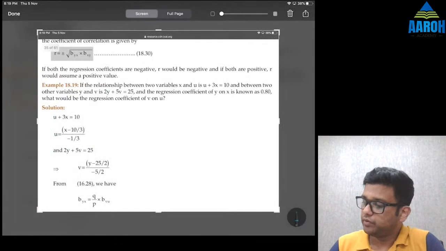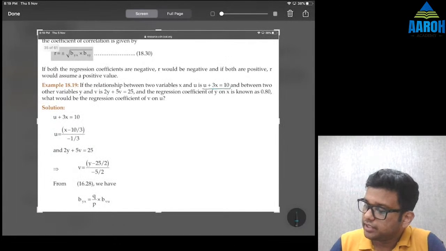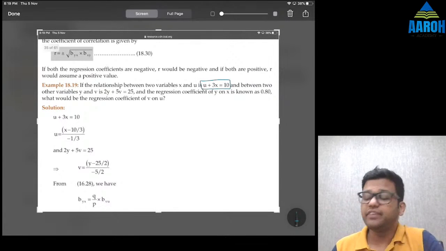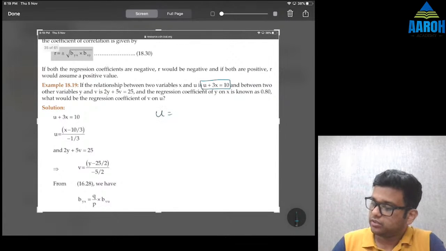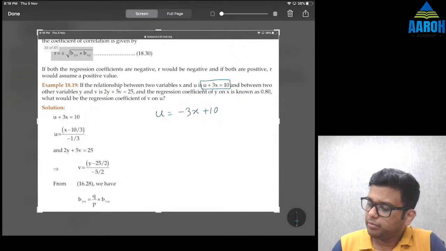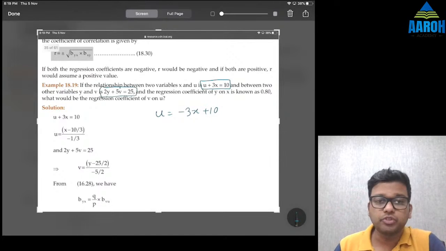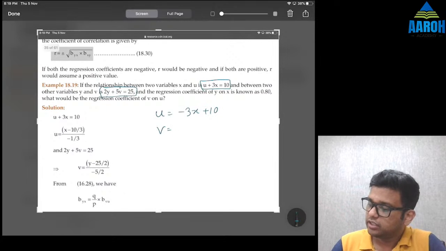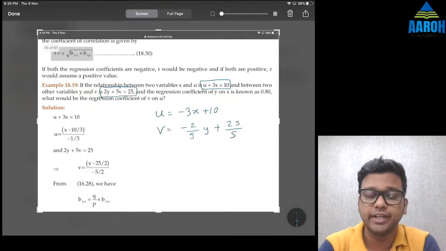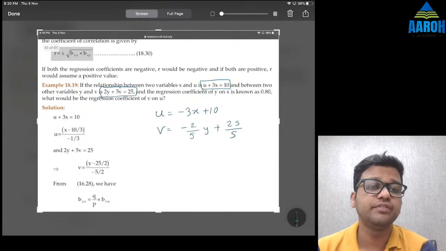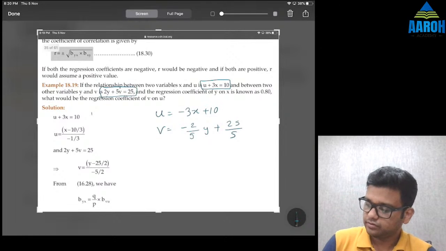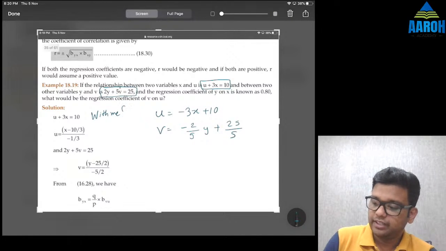If relationship between two variables x and u is u plus 3x is equal to 10, that is, if we rearrange in standard form, u is equal to minus 3x plus 10, and between two other variables y and v is 2y plus 5v is equal to 25. So if you rearrange, v is equal to what? Minus 2 by 5y plus 25 by 5. Check carefully and then see if you get this. Let me know if everyone is with me till this. Are you with me till this?